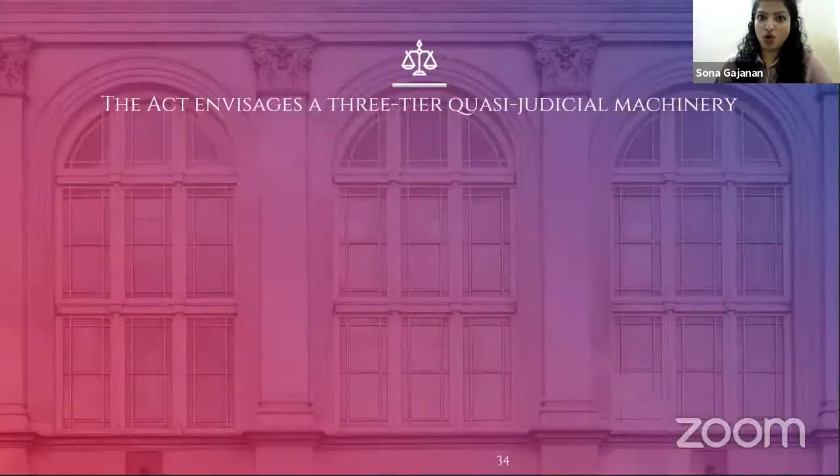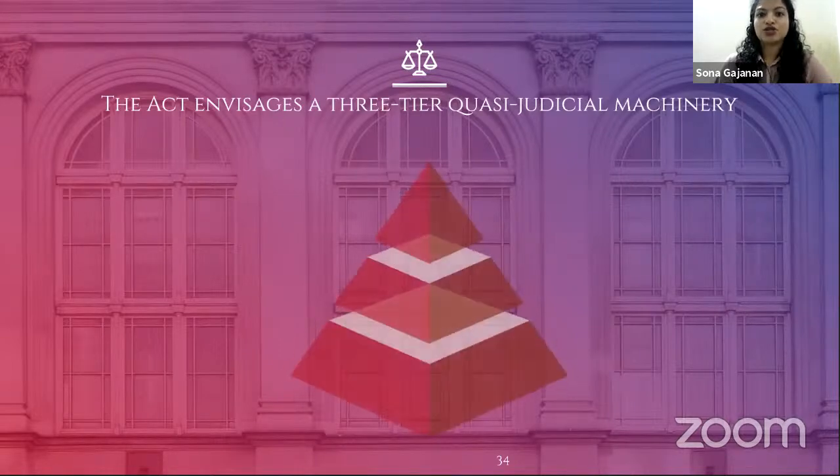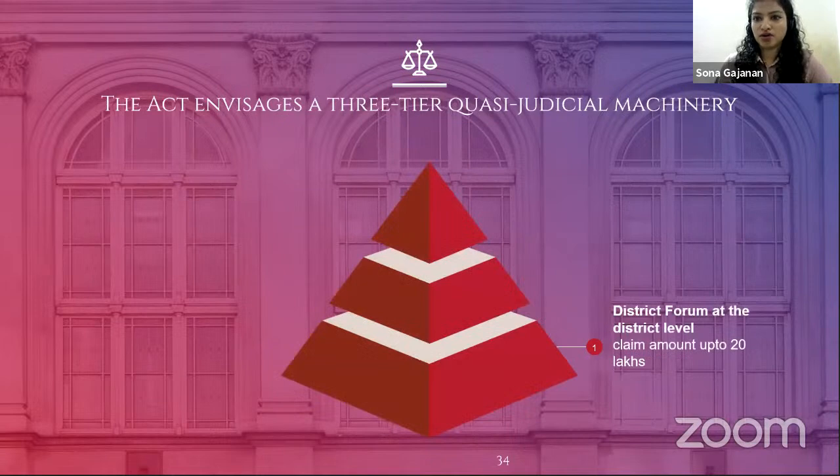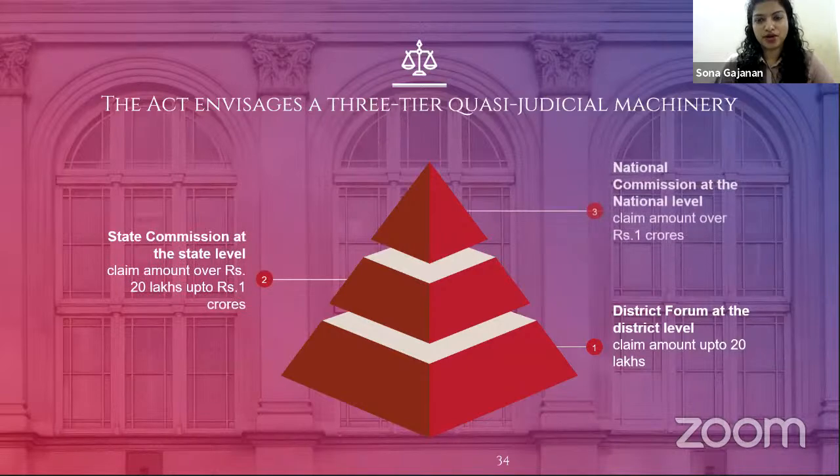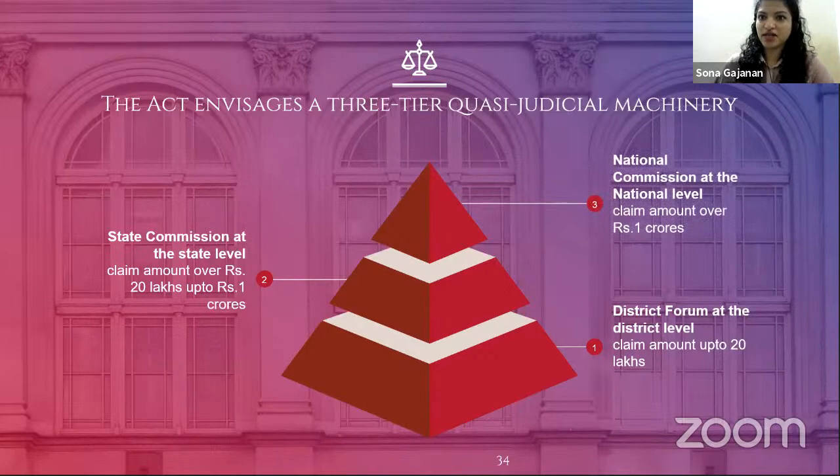Now, what does this consist of? So the Consumer Protection Act has a 3-tier quasi-judicial machinery. At the lowest level, we have the district forum, which has jurisdiction over goods and services under 20 lakh. And then you have the state commission at the state level, with claims over rupees 20 lakh up to rupees 1 crore. And on the top, you have the national commission at the national level with claim amount of over rupees 1 crore. And then if you're not happy with the verdict of the national commission, you can always have a final appeal to the Supreme Court.